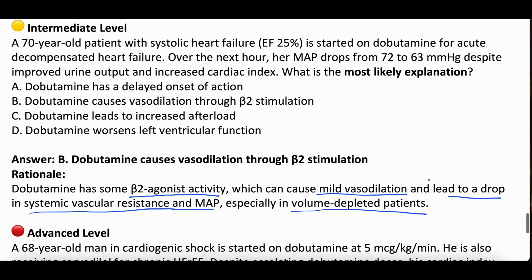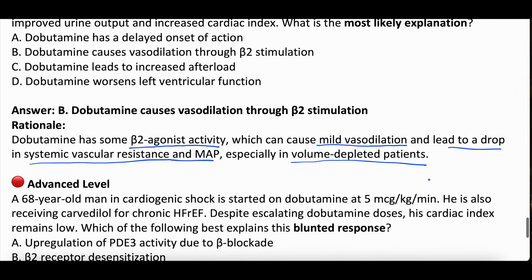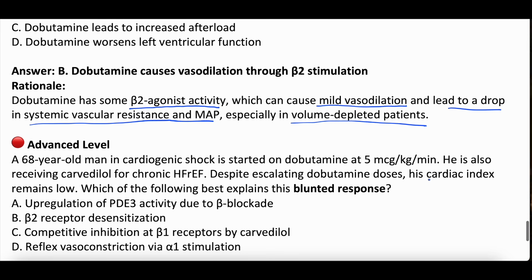And then the last question is the advanced level. A 68-year-old man in cardiogenic shock is started on dobutamine at 5 micrograms per kilogram per minute. He is also receiving carvedilol for chronic heart failure with reduced ejection fraction. Despite escalating dobutamine doses, his cardiac index remains low. Which of the following best explains this blunted response?